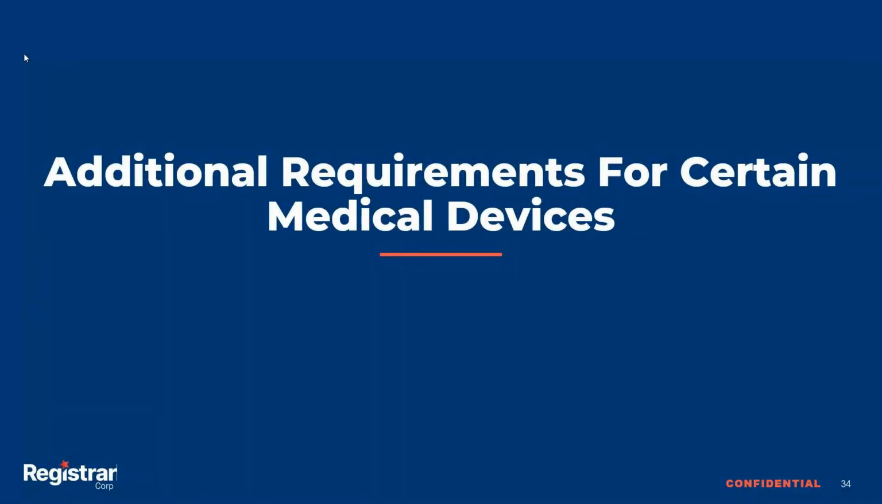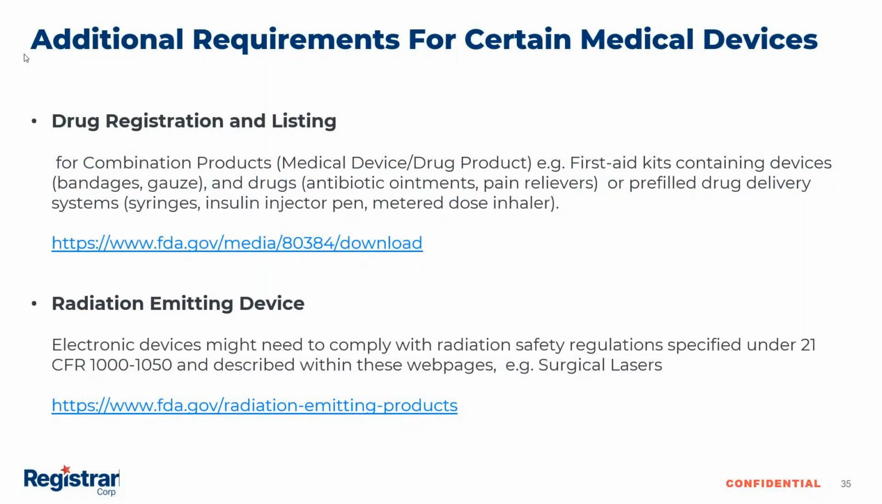There are additional requirements for certain medical devices. One would be the drug registration and listing, and this mostly applies to combination products, which have a medical device and a drug product. For example, first aid kits containing devices such as bandages and gauze, and including drugs such as antibiotic ointments or pain relievers, or pre-filled drug delivery systems such as syringes, insulin injector pens, and metered dose inhalers.